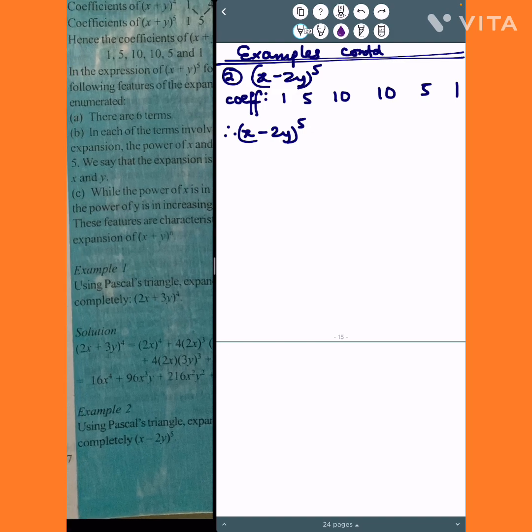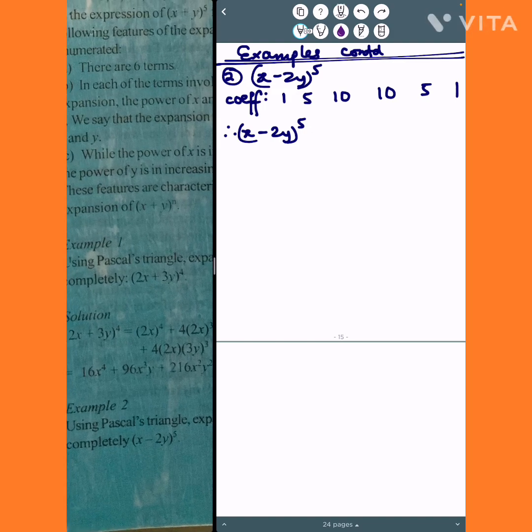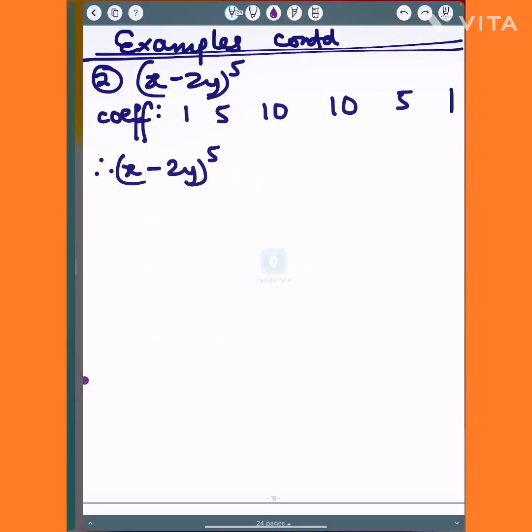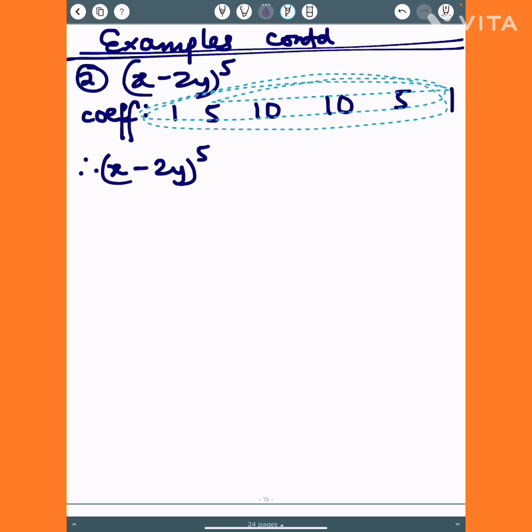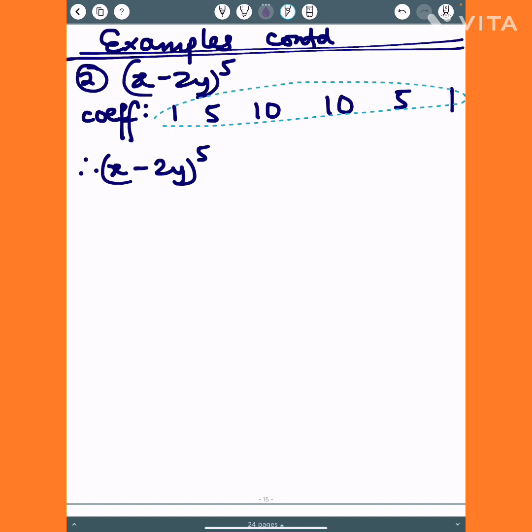Our examples on doing binomial expansion using Pascal's triangle. The second example here says we should expand (x minus 2y) raised to power 5 and simplify our answer. The first thing we do is go to our table of coefficients and write down the coefficients for (a plus b) raised to power 5, or when n is equal to 5. When n is 5, our coefficients are 1, 5, 10, 10, 5, and 1, as shown in this circle.